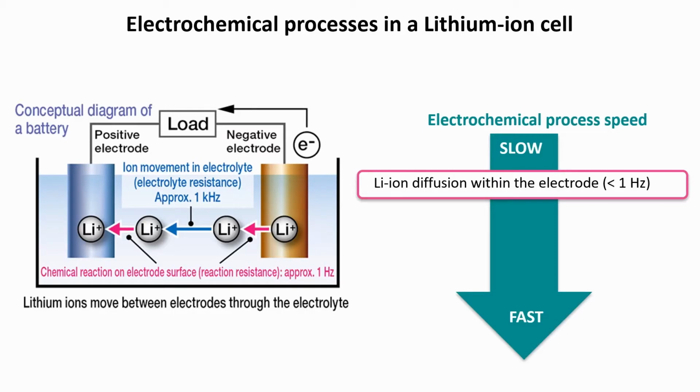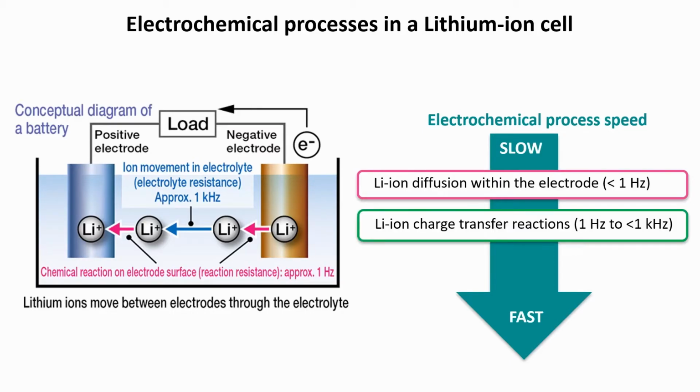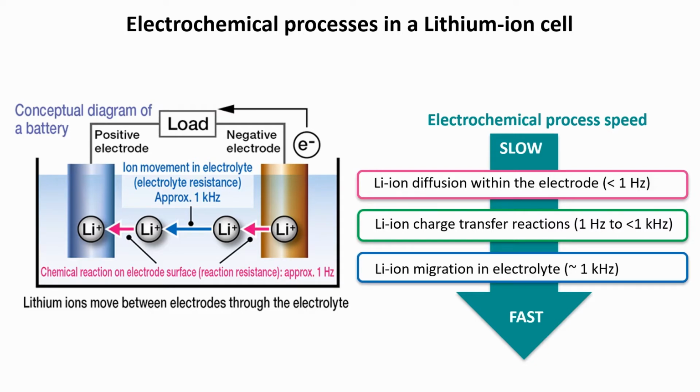The slowest process is the lithium-ion diffusion within the electrode. Next we have charge transfer reactions, which take place a little bit faster. And finally we have the lithium-ion migration within the electrolyte, which is the fastest reaction. When we excite a battery using an AC test signal to measure its impedance, depending on the frequency that we use, we're essentially exciting those different processes. At the lower frequencies, we are observing the slower reactions, and as we increase the frequency, we're observing the faster reactions taking place within the battery.